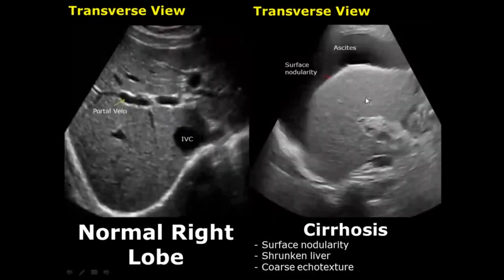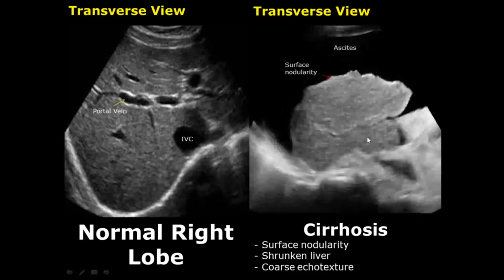Cirrhosis of the liver is a serious condition in which the liver will be reduced in size and will have surface nodularity, which is the rough surface of the liver, and it will have coarse echo texture, which is also the rough echo texture of the liver, and it may also have ascites, which will be fluid surrounding the liver in the abdominal cavity.